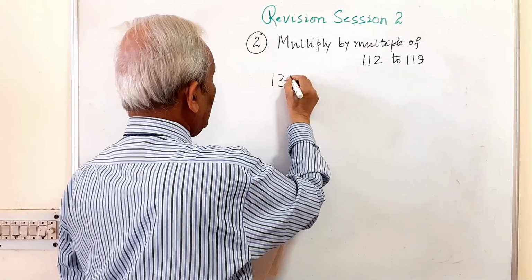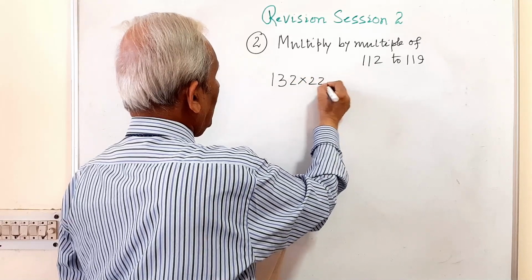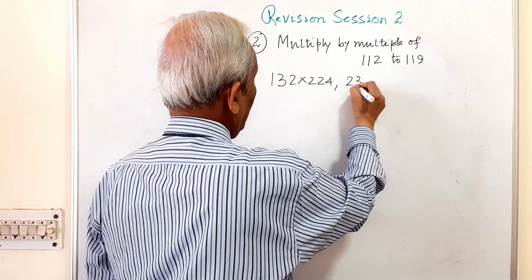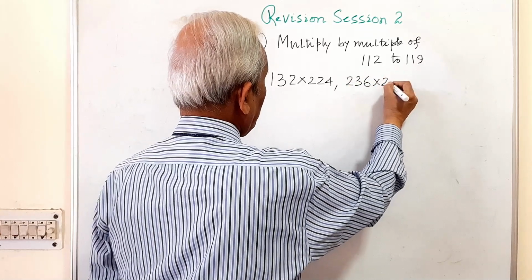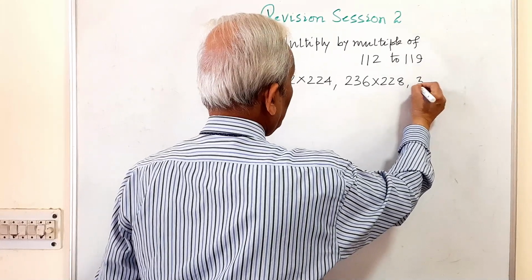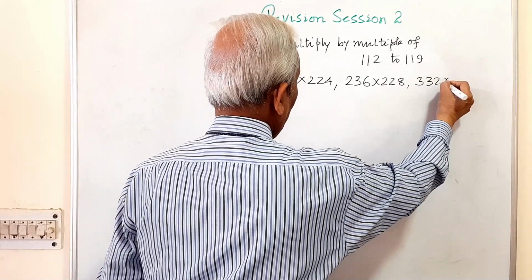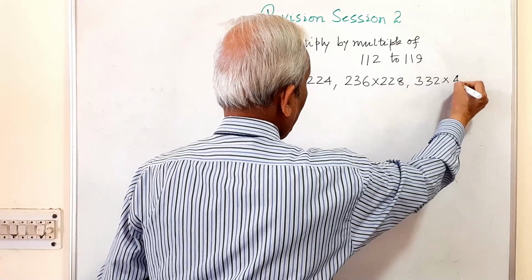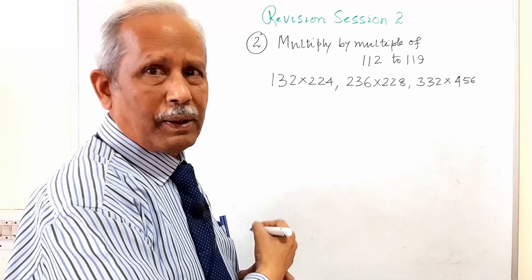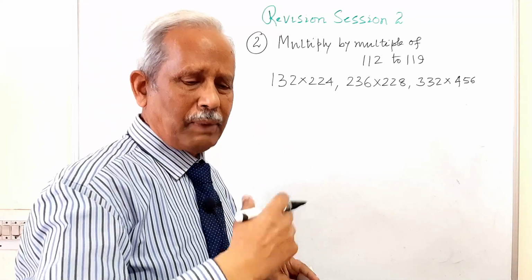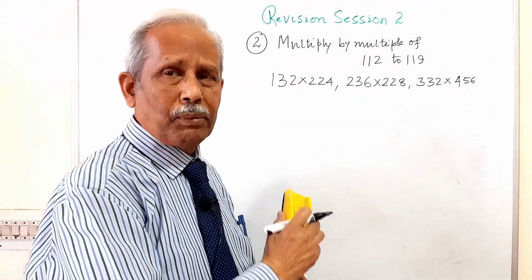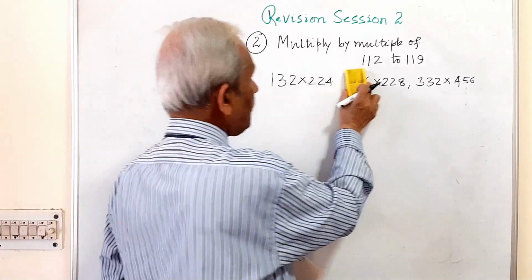132 into 224, and then 236 into 228, and 332 into 456. Just try it yourself. Give a pause, try it yourself, then come back after trying. So I hope by now you have completed it, and I am doing it, just see it.